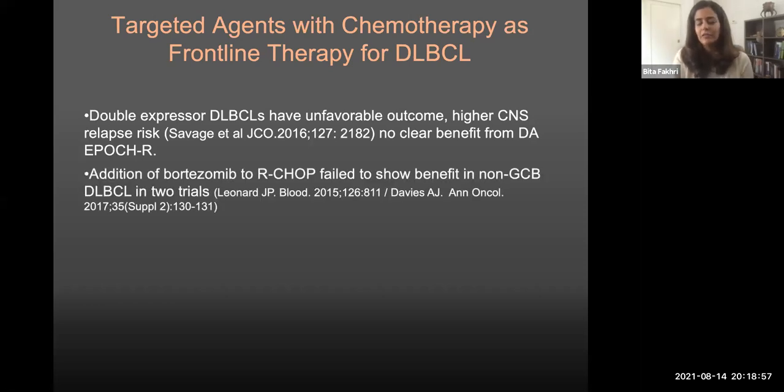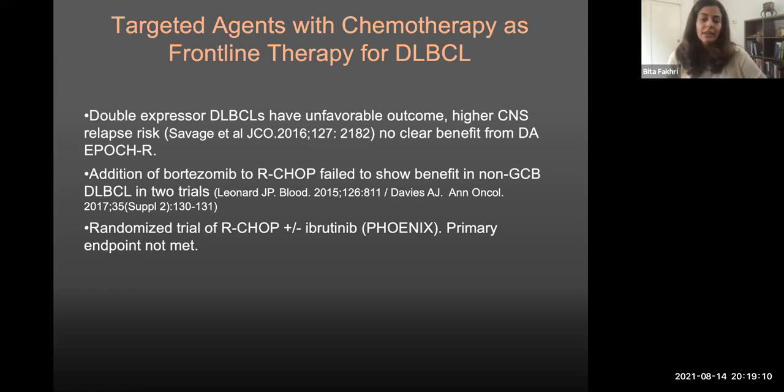So the field has done everything. They added bortezomib, which is a proteasome inhibitor, to R-CHOP, R-VCHOP, and there was no benefit. None of these studies were positive studies. Then the recent PHOENIX trial added ibrutinib to R-CHOP. This study did not meet its primary endpoint. If you do subset analysis, they saw some signals, but it did not meet the primary endpoint to be a positive trial.